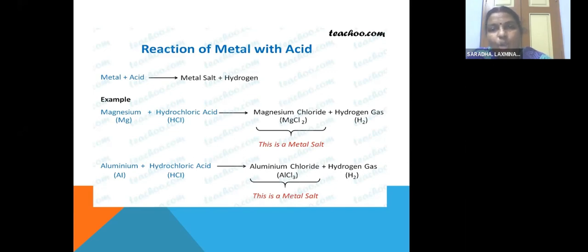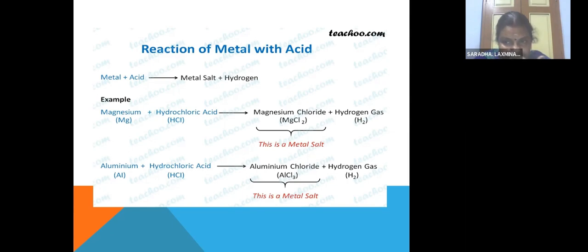Generally, non-metals do not react with acids. There may be exceptions, but you insist like this. Generally, non-metals do not react with acid, right? So by giving one or two examples, we can proceed with the next one. Hydrogen gas is evolved during the process.